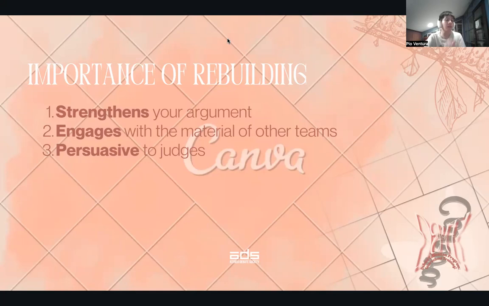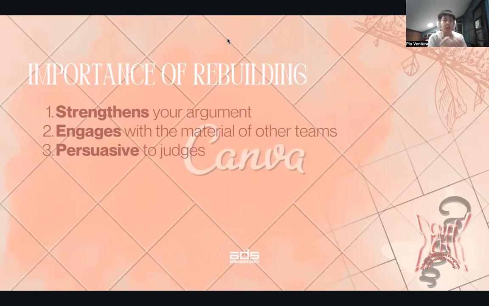I think the second is that it also helps you position yourself within a round by allowing you to engage with the material of other teams. So if you recall what we just discussed about what rebuilding can look like, which is responses, adding constructive and weighing, oftentimes responses and weighing, especially when you keep these things explicit, allows you to also show to the judge that you aren't debating in a vacuum.